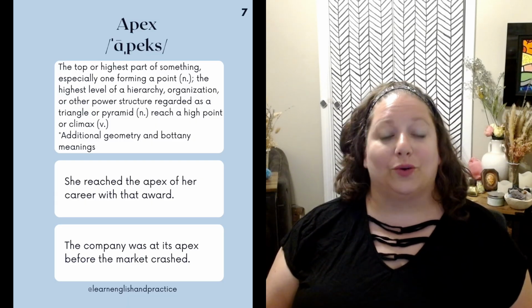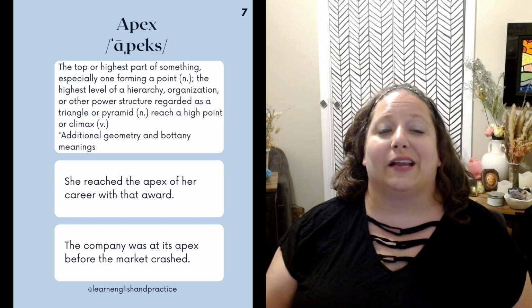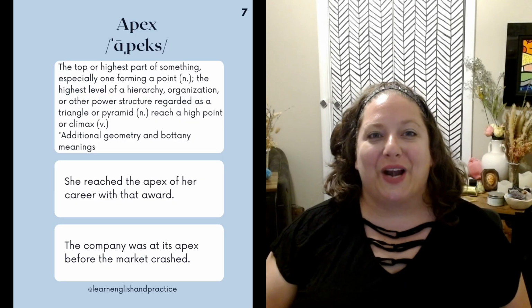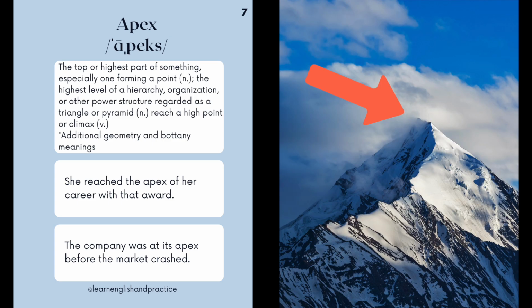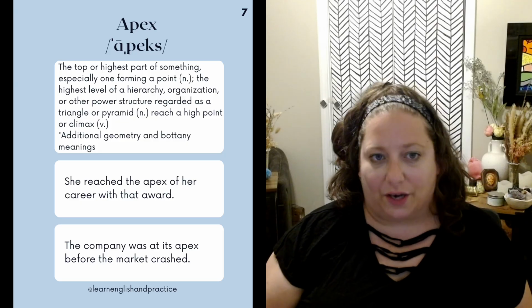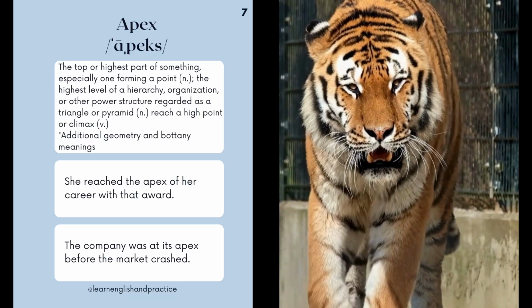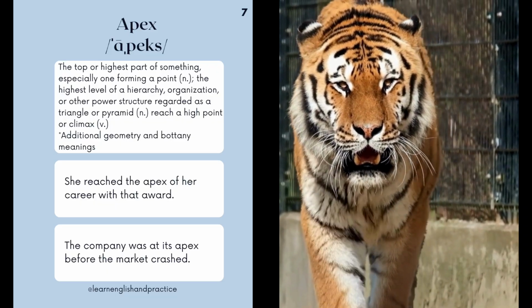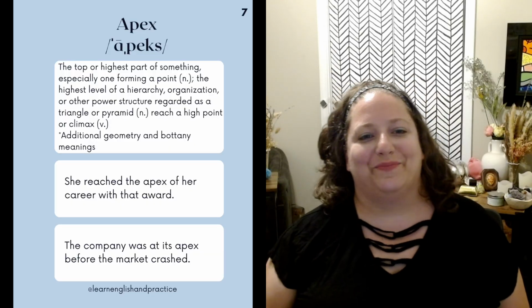Reach a high point or climax, as a verb, and there are additional geometry and botany meanings. So this word apex refers to something at the top. With a mountain, the apex is the very topmost point of that mountain. I'll hear this word also used when talking about apex predators. So an apex predator is an animal in the food chain that is a predator to all other animals. Apex meaning at the top of the food chain.